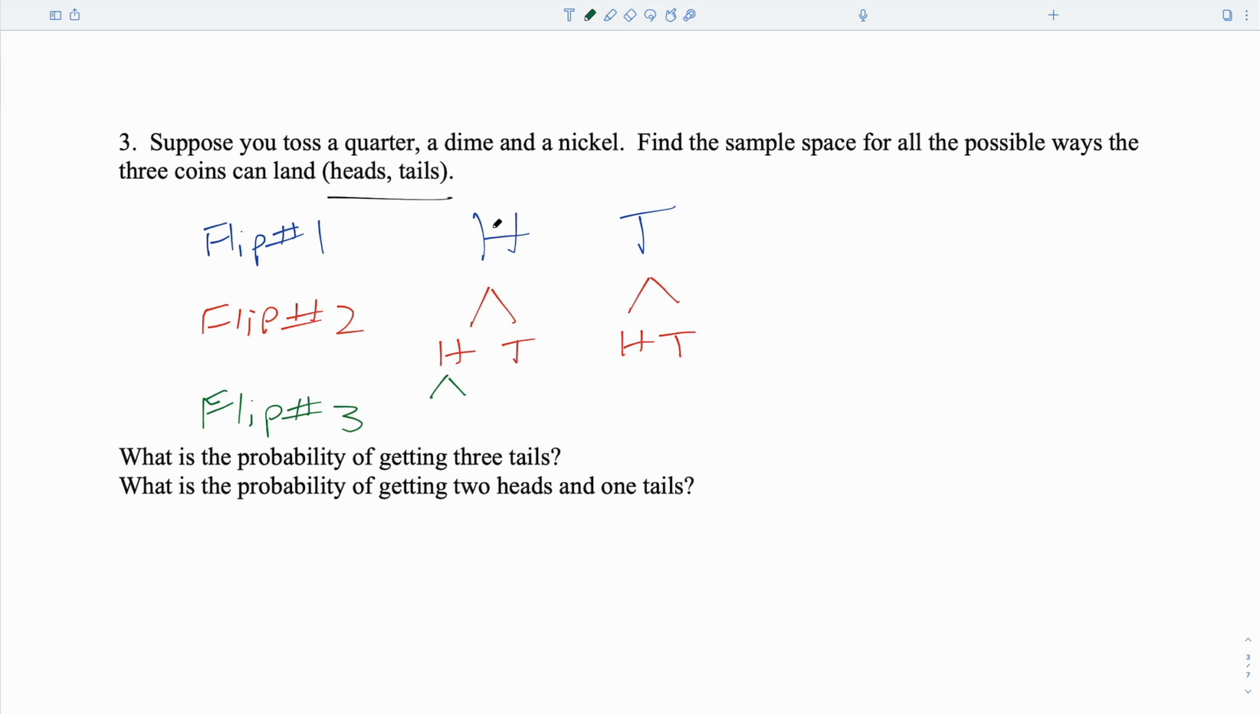could be, if you got heads and heads, it would be heads or tails from that one. If you got heads then tails, it would be heads or tails. If you got tails then heads, it would be heads or tails. Tails and tails, it would be heads or tails.